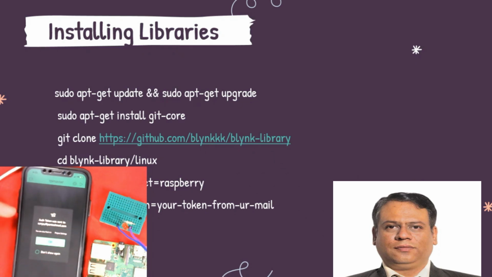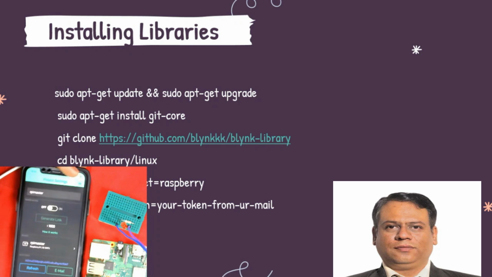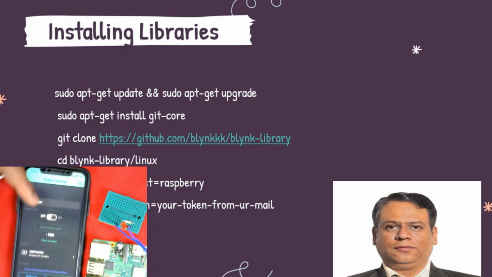Whenever we are creating the project, it will send a mail with the token ID. Okay, so now just click OK. So that's it. RPI Master is ready, and at the top there is a setting symbol. You can click it and change the settings here.